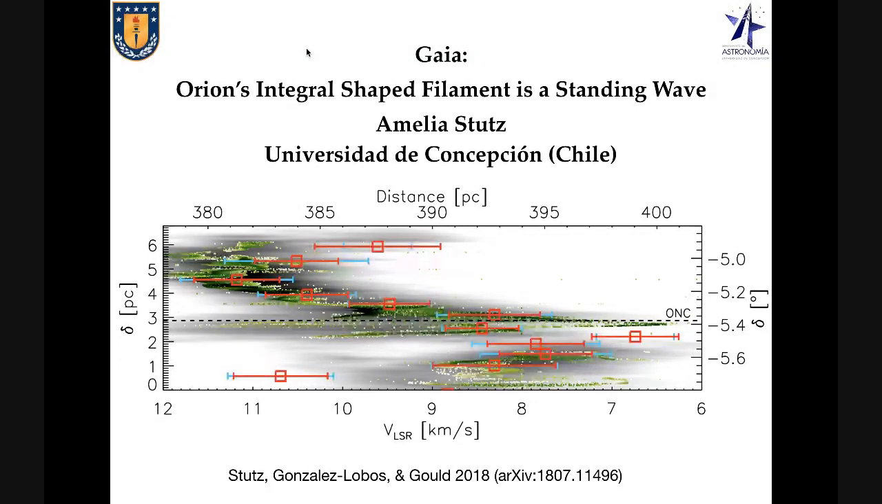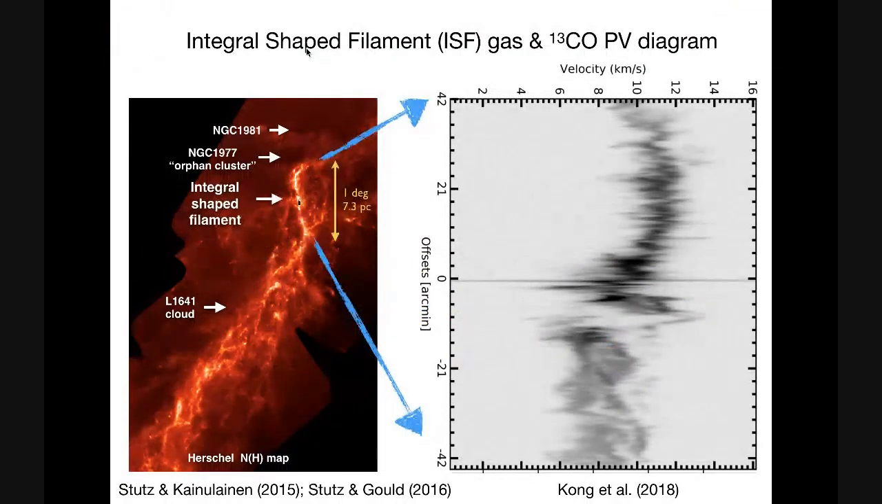But anyway, I'm going to talk about the integral shape filament, which we've heard about in some detail now, which is where the ONC or M42 is forming out of. And so on the left, I'm showing our column density map, which we've seen in a few talks. And on the right, I'm showing the Kong 13CO PV position velocity diagram that somebody had just introduced.